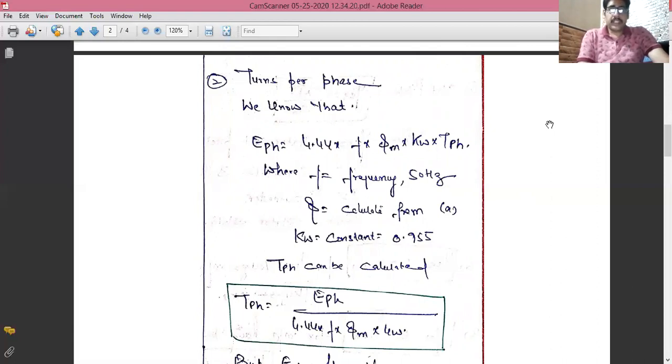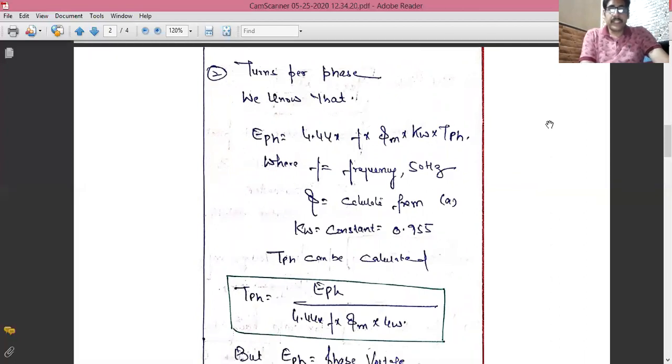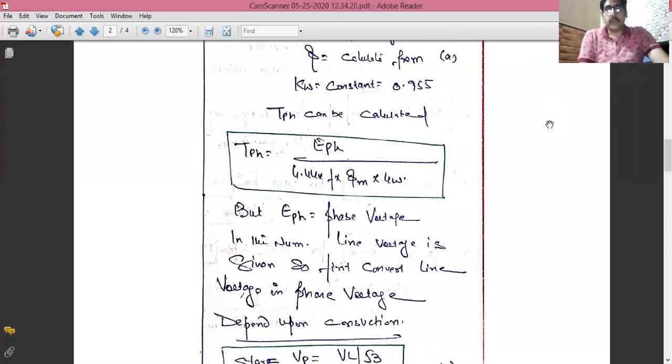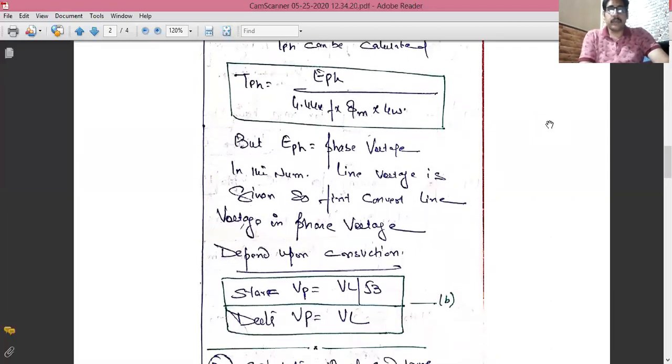One of the most important things that you should keep in mind is that the voltage given in the problem or numerical is always a line voltage, but you have to convert this into the phase voltage E_PH, and it will depend upon the connection. If it is a star connection, then the phase voltage V_P is equal to V_L by root 3, and if it is a delta connection, then V_P is equal to V_L. So once you calculate the value of E_PH depending upon whether the connection is star or delta, you simply put that value into the above equation, and from that you can calculate the value of T_PH, which is the turns per phase.